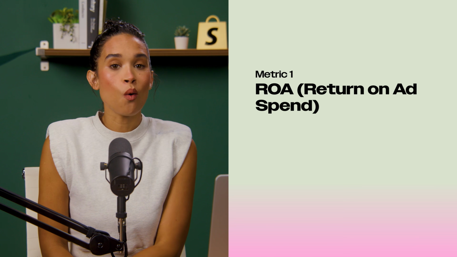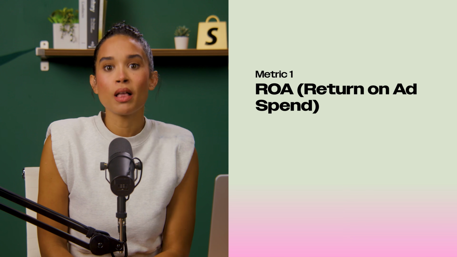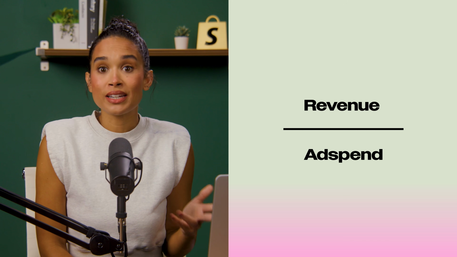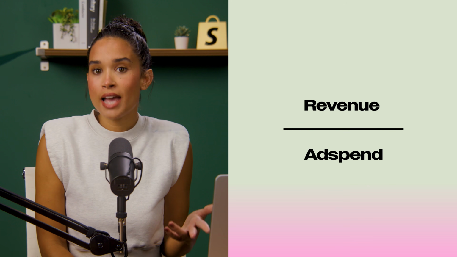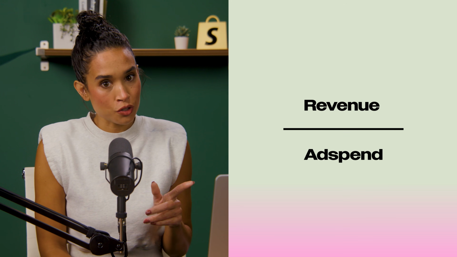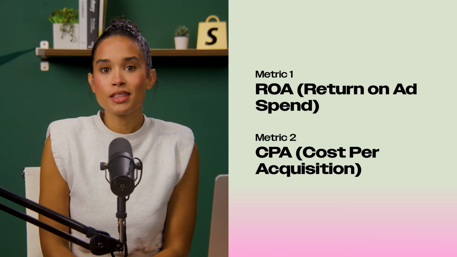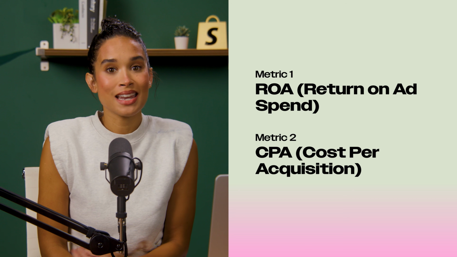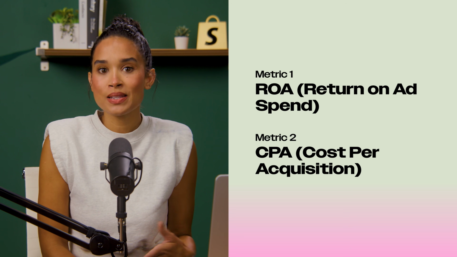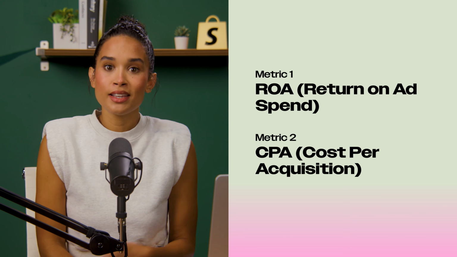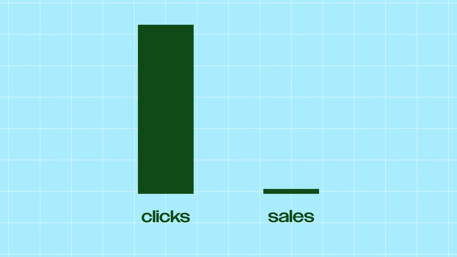1. ROAS, or return on ad spend. The math is simple. Revenue generated divided by ad spend. If you spend $10 and make $30, you're in the green. Number 2, CPA, or cost per acquisition. This should trend down as your campaign exits the learning phase, which usually happens after 50 conversions. If your clicks are high but your sales are 0, your creative is mismatched. Basically, you are attracting the wrong people, those window shoppers I mentioned earlier.